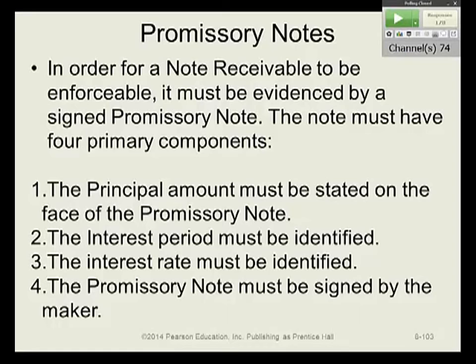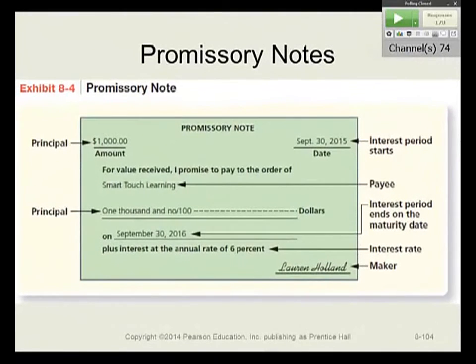What you have to remember is that the maturity value of the notes that we're going to be looking at, on the date of maturity, the value will be the principal amount plus the accrued interest. So in this example, the principal amount is going to be $1,000. The interest begins on September 30th. The person that is going to receive, in other words, Smart Touch Learning, is lending $1,000 to the maker of the note, and it is due a year later, and it is at an interest rate of 6%. The maker of the note, the person that signs it, is the debtor.